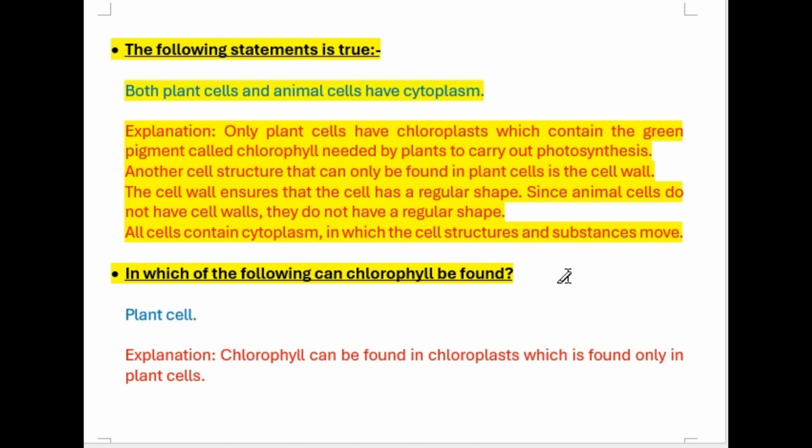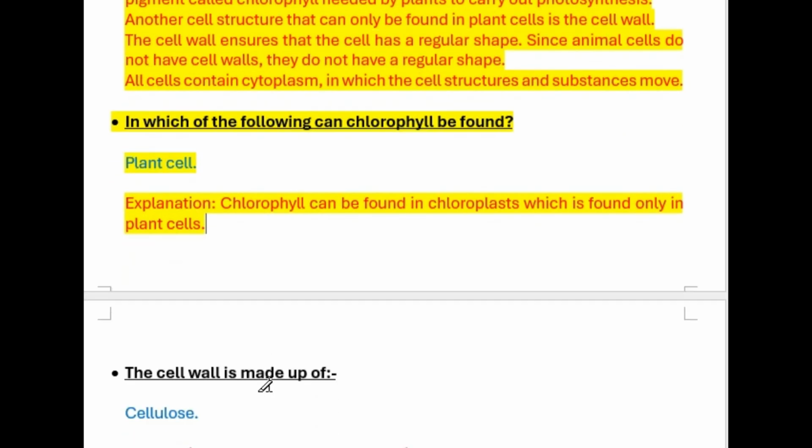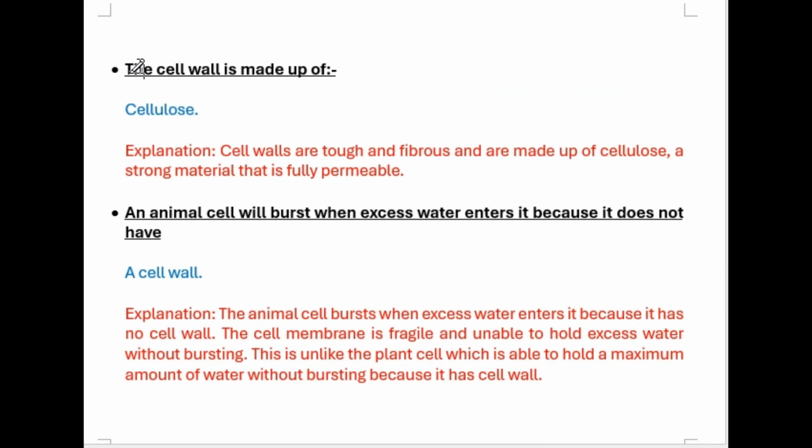In which of the following can chlorophyll be found? Plant cell. Explanation: chlorophyll can be found in chloroplast, which is found only in plant cells. The cell wall is made up of cellulose. Explanation: cell walls are tough and fibrous and are made up of cellulose, a strong material that is fully permeable.